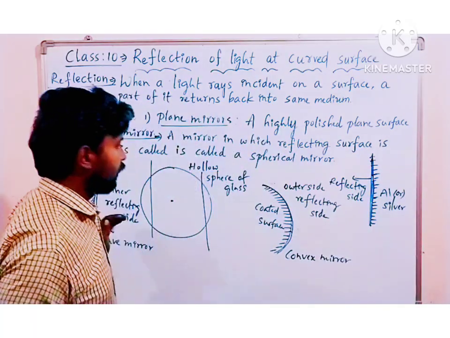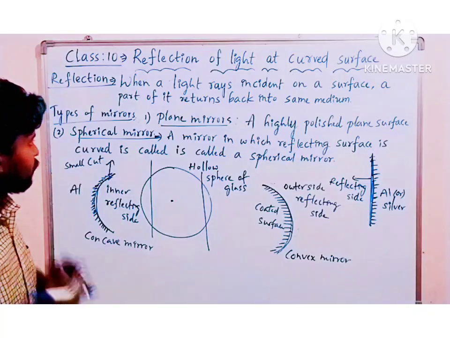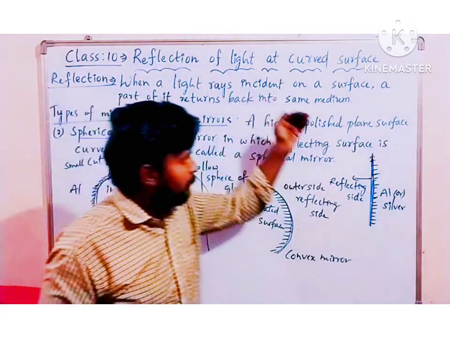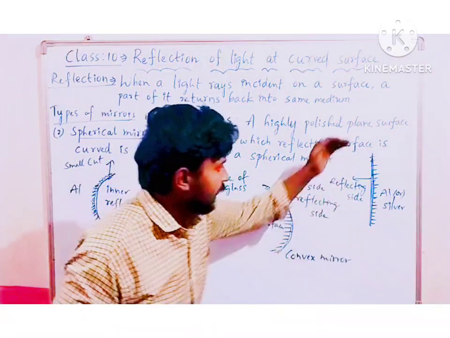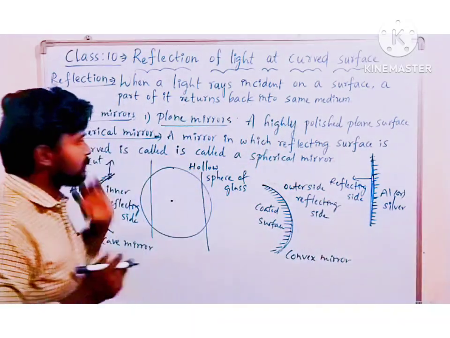This is a concave mirror, this is a convex mirror. Once again I will explain. Plane mirror means it is a highly polished plane surface, like it is flat. Next, what does spherical mirror mean?